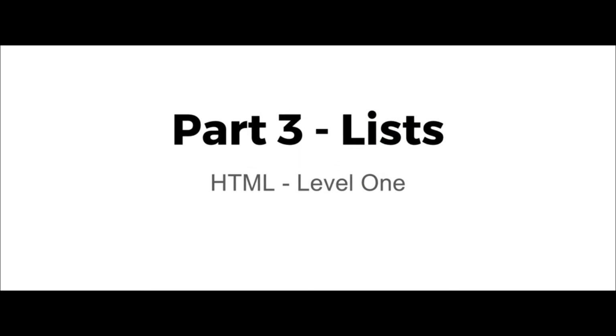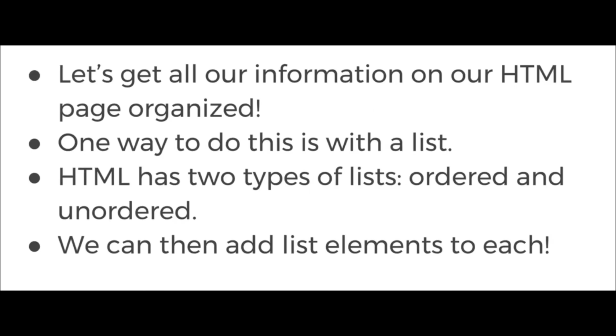And welcome to part 3 of HTML Level 1, where we discuss how to create a list in HTML. A lot of times you want to get your information on your HTML page organized, and one way to do this is with a list. And HTML has two main types of lists. That's an ordered list and an unordered list. And we can actually then add list elements to each of these types.